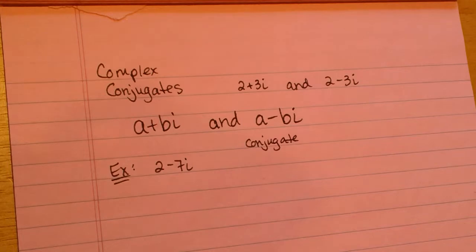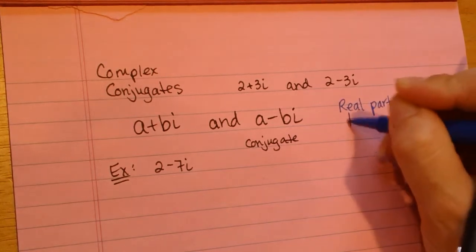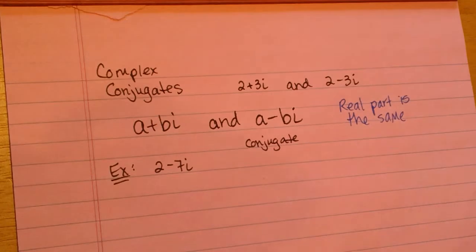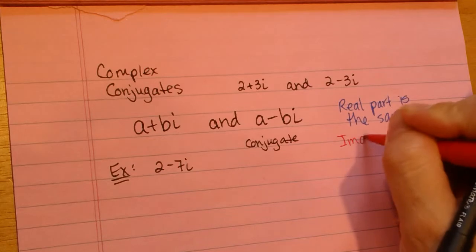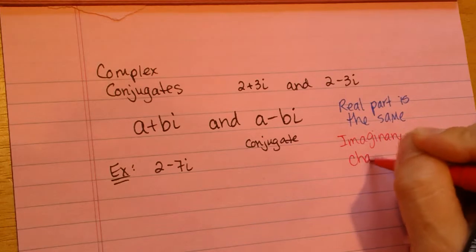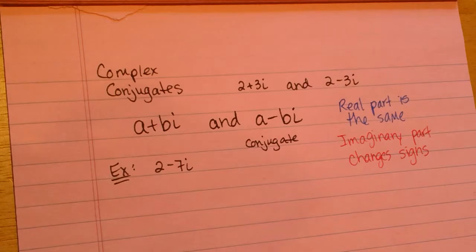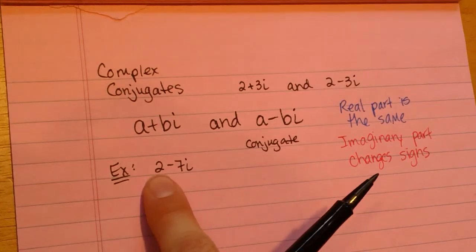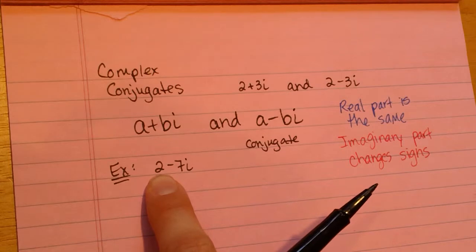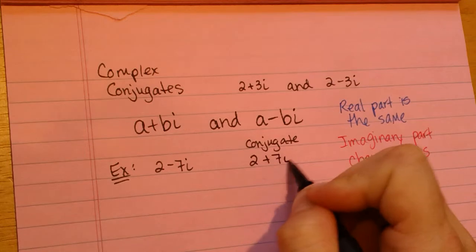Now, what we notice about complex conjugates is that the real part stays the same, but the imaginary part is not the same. The imaginary part needs to change signs. So for my example of 2 minus 7i, the conjugate will keep the real number part the same, but we're going to change the sign of the imaginary part. So it will be 2 plus 7i.